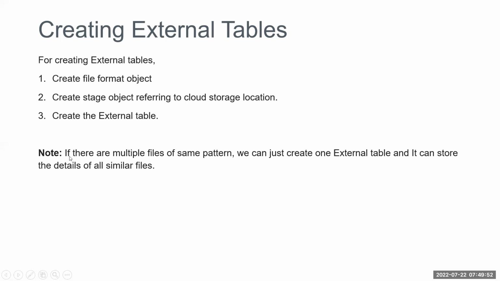This note I already mentioned. If there are multiple files of the same pattern, suppose I have employee files, we can create only one external table. It can store the details of all similar files. I can simply mention a pattern of files like employee1, employee2, employee3. There are so many files, so I can simply mention the pattern employee. Then the one external table can get the details from multiple similar files where the pattern is matching. So this is how we create external tables. We'll see this in practical.